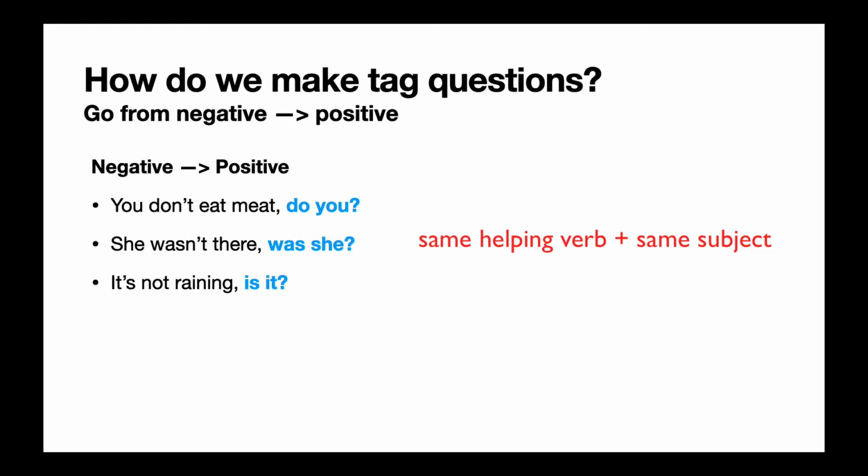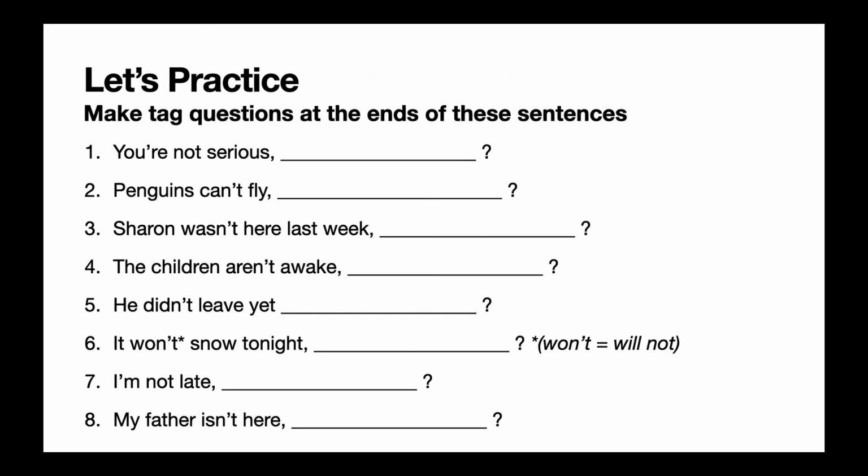So you don't eat meat, do you? She wasn't there, was she? It's not raining, is it? Super easy, right? So let's practice. Take these negative questions and add the positive tag questions at the end. Pause the video and try to work out these 8 tag questions.